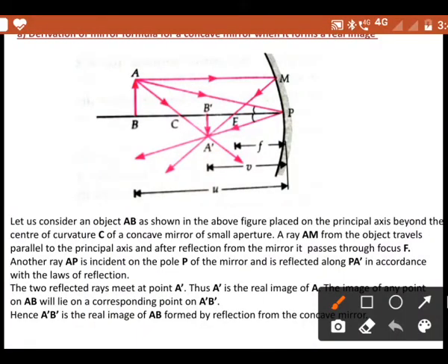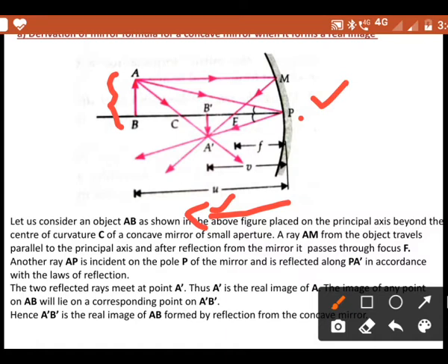So this is a concave mirror. AB is the object which is situated beyond C. P is the pole of the mirror. Small u is the distance of the object from the pole. We will take the distance measurement in this direction.